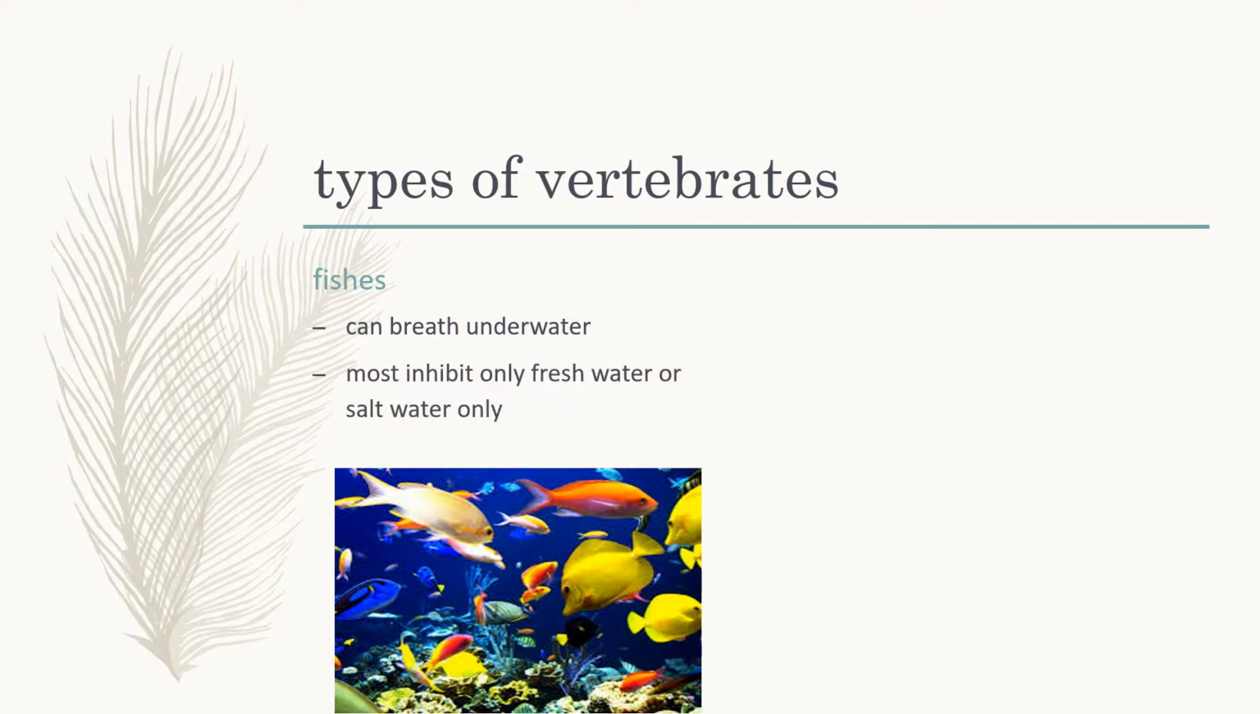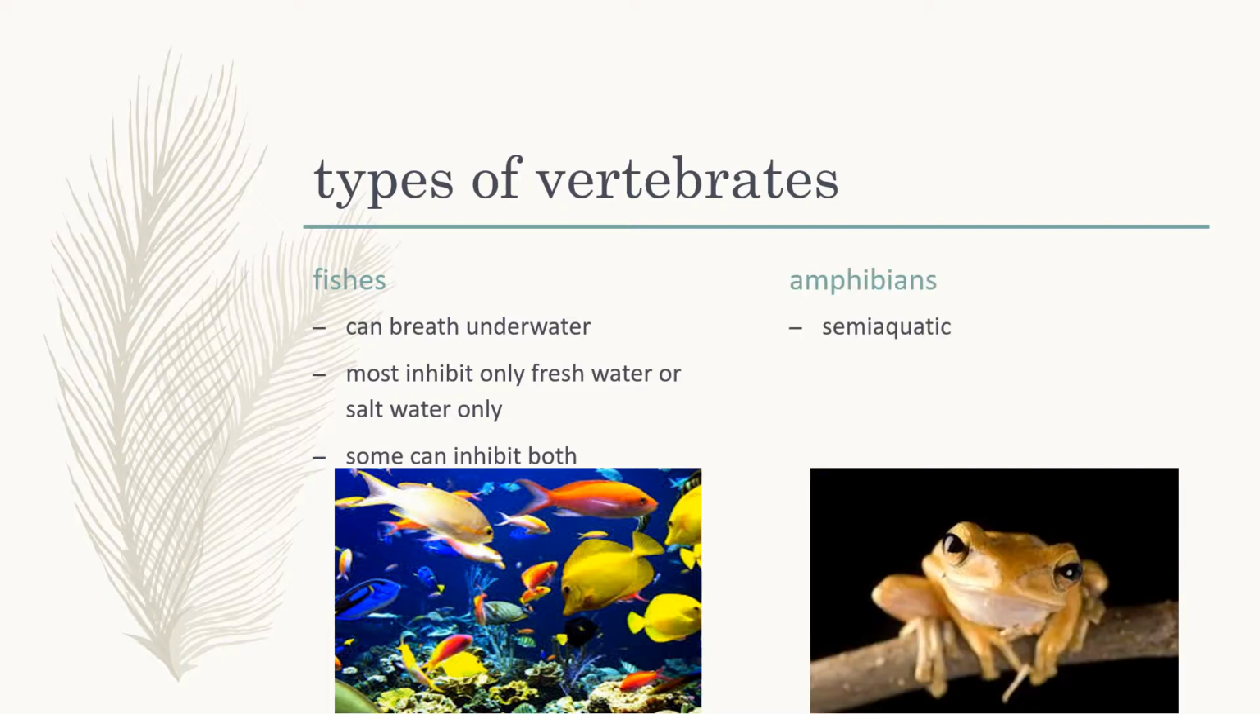Fish are a type of vertebrate who breathe underwater and inhabit either fresh or salt waters. Some special types of fish can live in both types, such as salmon, who live in fresh water, but live the majority of their lives in the ocean. Amphibians are semi-aquatic animals. This means that they can thrive above water and below water. They are born being fully aquatic, but develop lungs and the ability to breathe as they grow into adults.